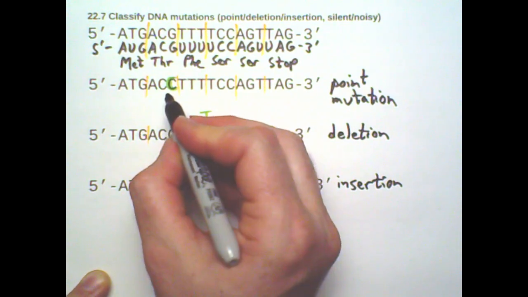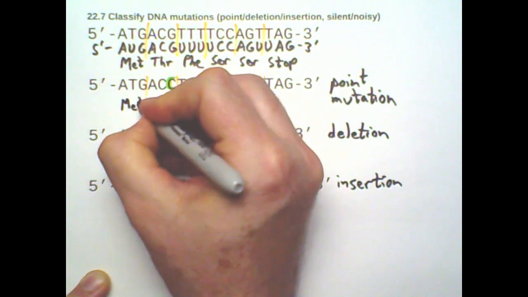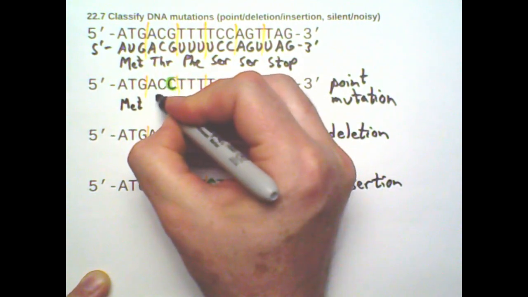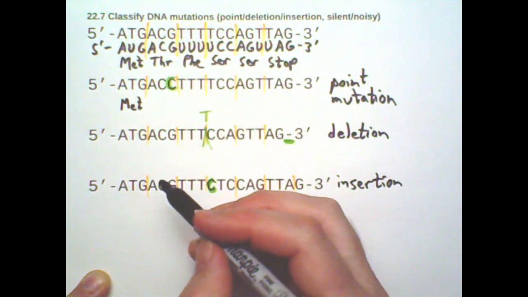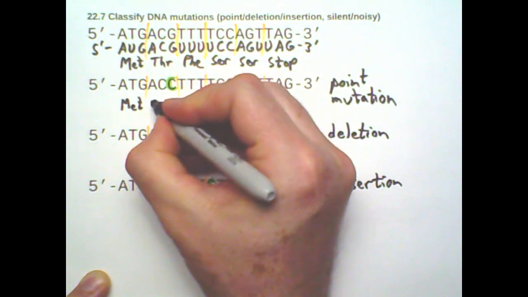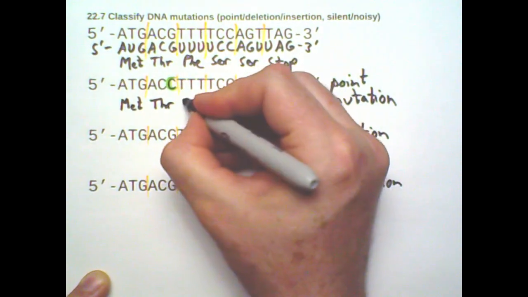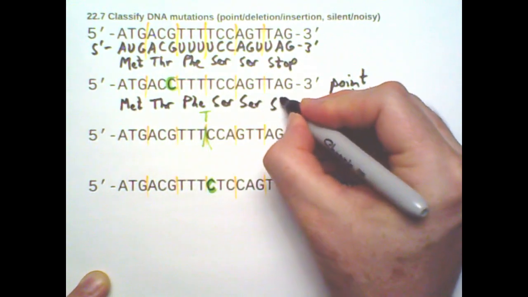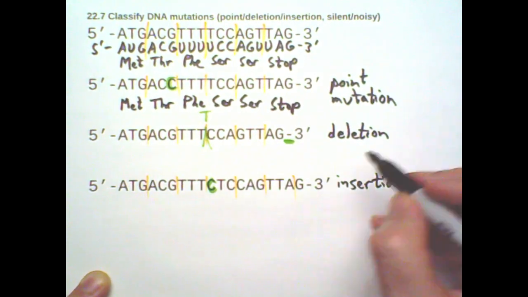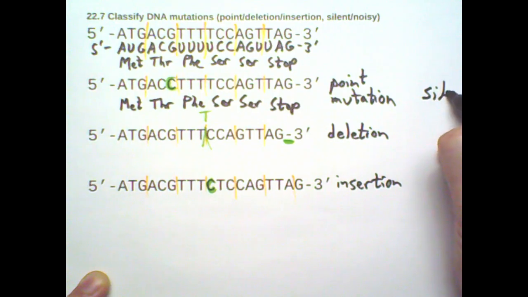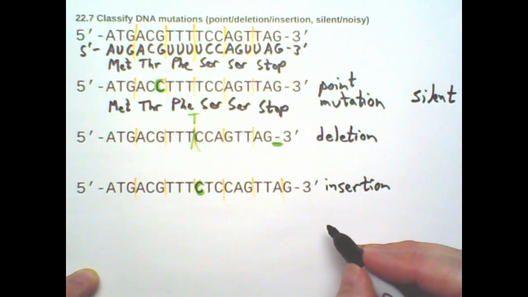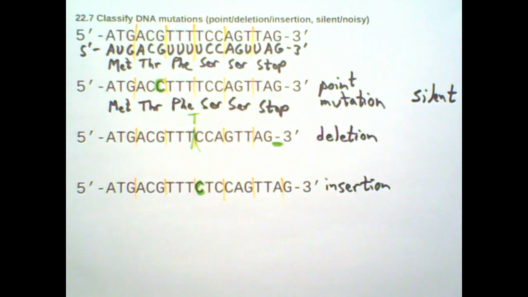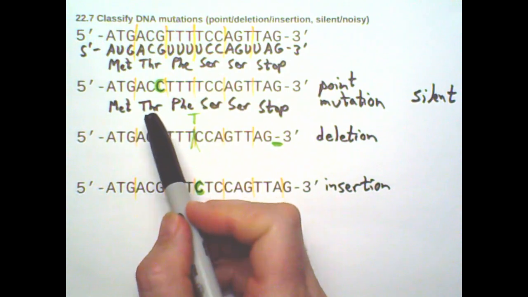So what happens if we just change one letter? Well, methionine's the same, and now we're looking at ACC instead of ACG, and ACC is also threonine. Phenylalanine, serine, serine, stop, all the same. So nothing has changed. This is a silent mutation. So many mutations don't cause any problems at all and don't even change proteins at all. Or maybe they'll change one amino acid, but it won't be a problem.